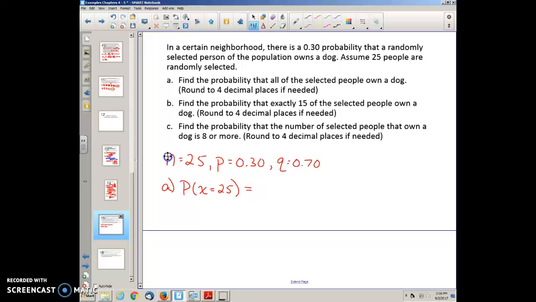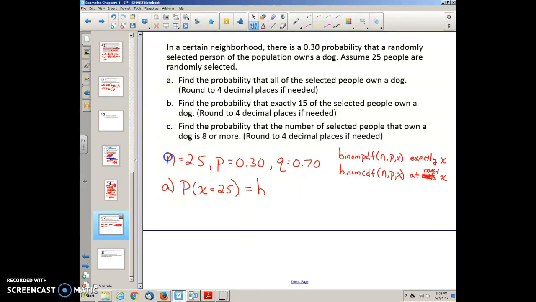Now I'm going to use the binom functions in the calculator, and just to remind us, binom PDF n, p, x is for exactly X, and then binom CDF n, p, x is for at most X. So it's the cumulative probability up to and including X. So if this said, what's the probability X is less than or equal to 25? Then we would use binom CDF.